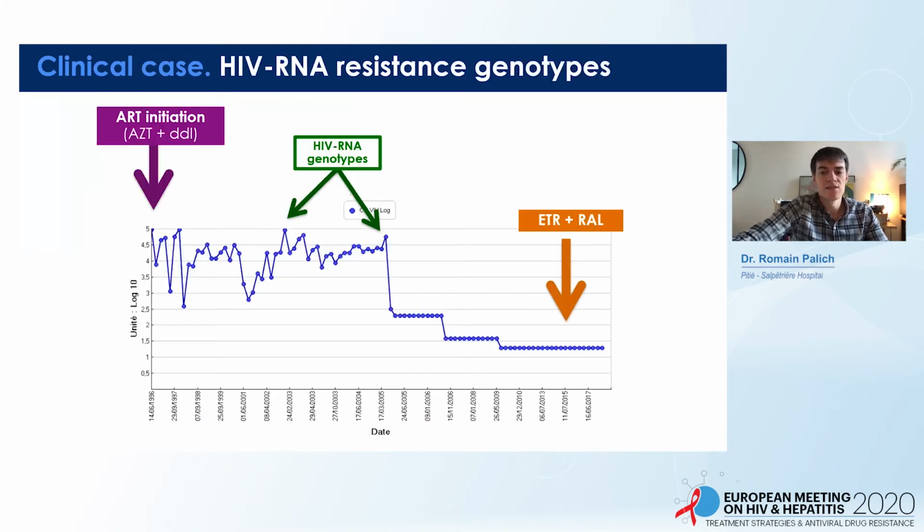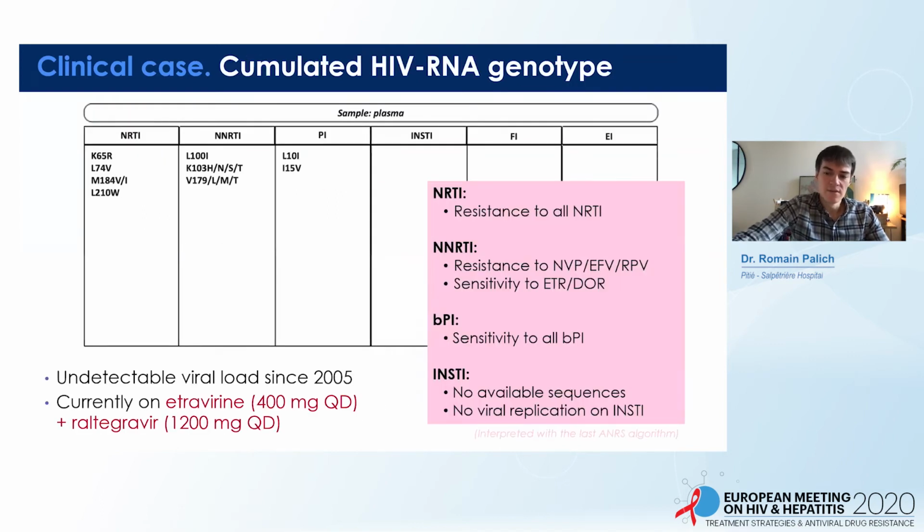Two resistance genotypes were performed from blood plasma in 2002 and 2005. Here is the result of the cumulated HIV-RNA genotype from these two genotypes. He has several mutations on the RT gene, including K65R and M184V, conferring resistance to all NRTI, including tenofovir, and all NNRTI, except for etravirine and doravirine.